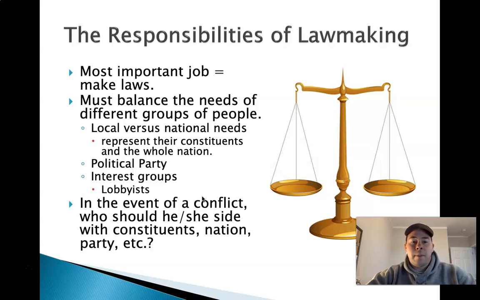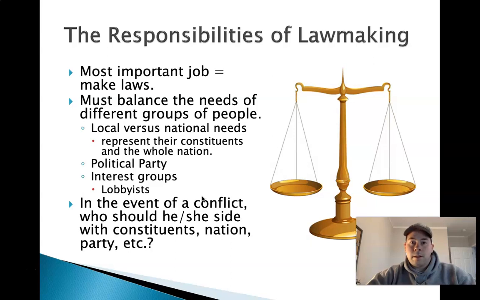And a final group that they have to balance the needs from are interest groups. Most frequently, these are called lobbyists. And there's lobbyists in Frankfort. There's lobbyists in Washington, D.C., where Congress is. They represent interest groups. Typically, what happens is these people go and meet with legislators about topics as a way to improve our country or improve our state for the people they represent.